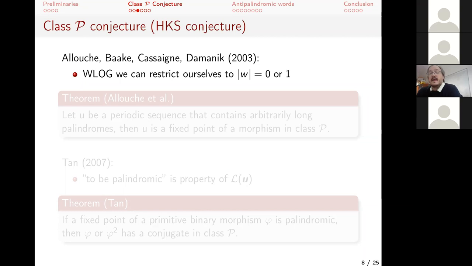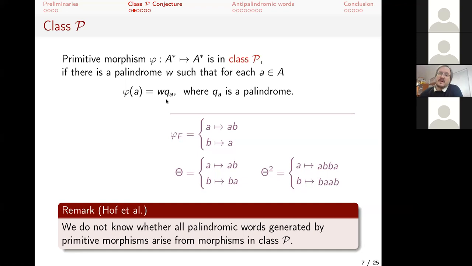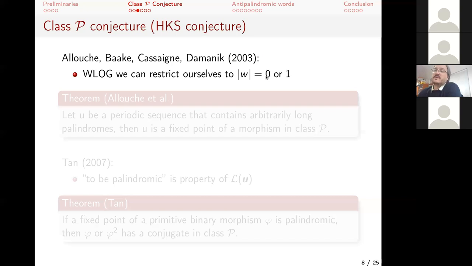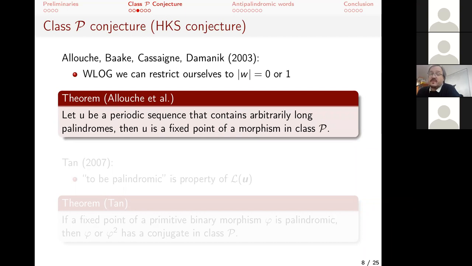They proved two things. First of all, they proved that this common palindrome W in the definition, well, we can restrict ourselves to the cases where W is empty or it is a single letter. And also they were able to prove that the conjecture holds for periodic sequences or periodic words. So as soon as a periodic sequence is palindromic, it is a fixed point of a morphism in class B.